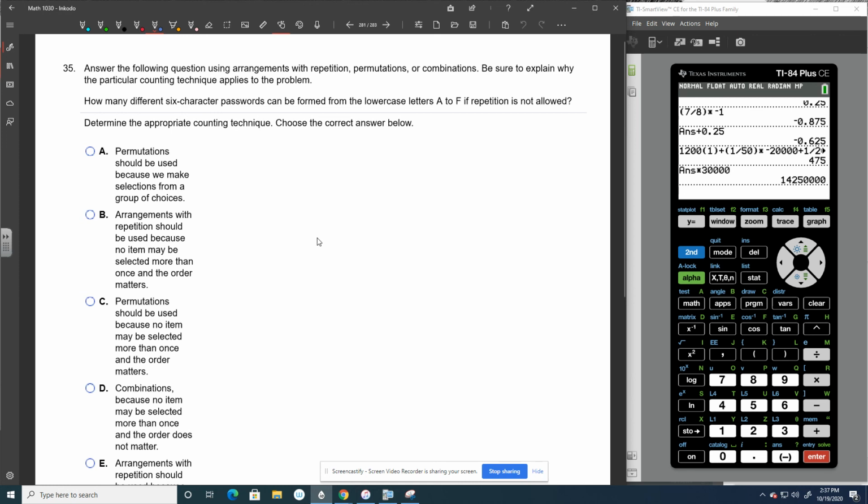Answer the following questions using a repetition, permutation, or combination. Be sure to explain why and to answer. Oh man, do we not even get to answer? Oh, we do get to answer it. Okay, good. So how many different 6-character passwords can be formed with the lowercase letters A to F if repetition is not allowed?